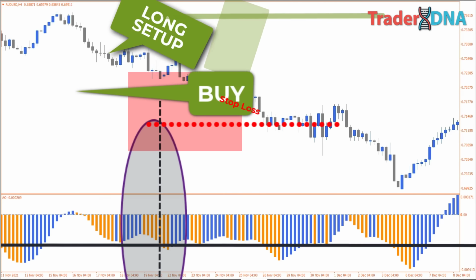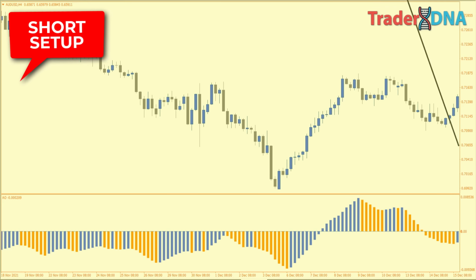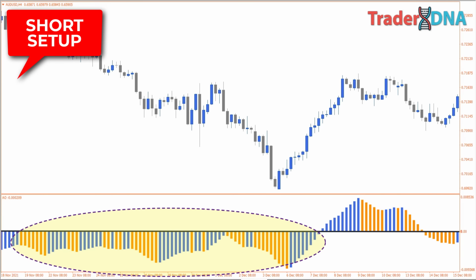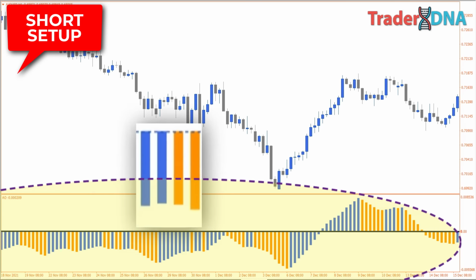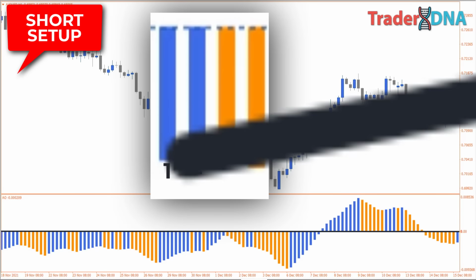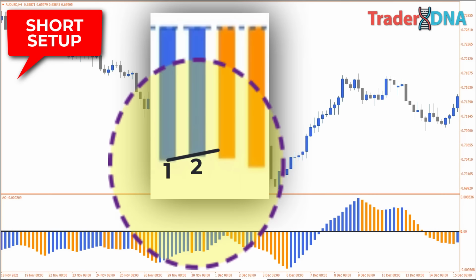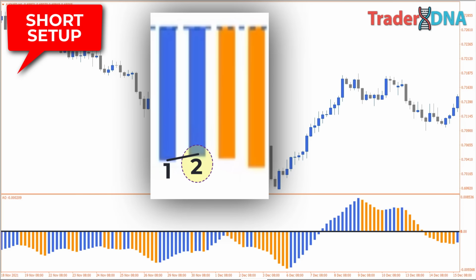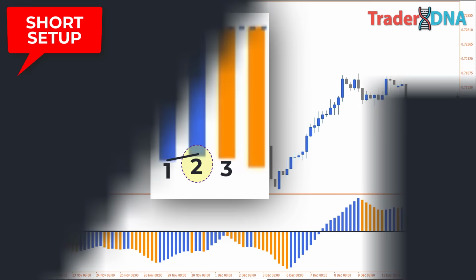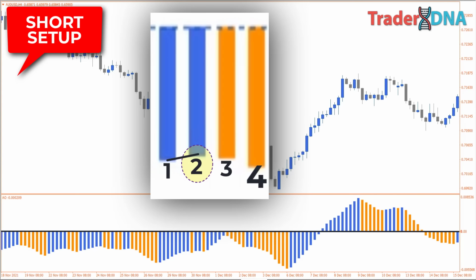Short setup. First, the Awesome Oscillator is below zero. Second, 2 consecutive blue histograms. Third, the second blue histogram is shorter than the first. Fourth, the third histogram is orange. Fifth, the trader shorts the fourth candlestick on the open.